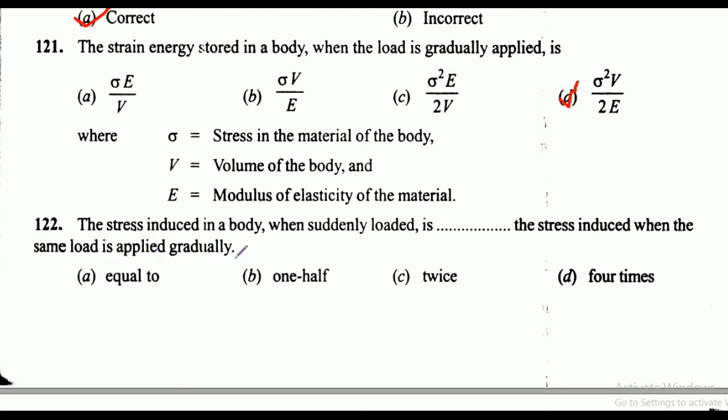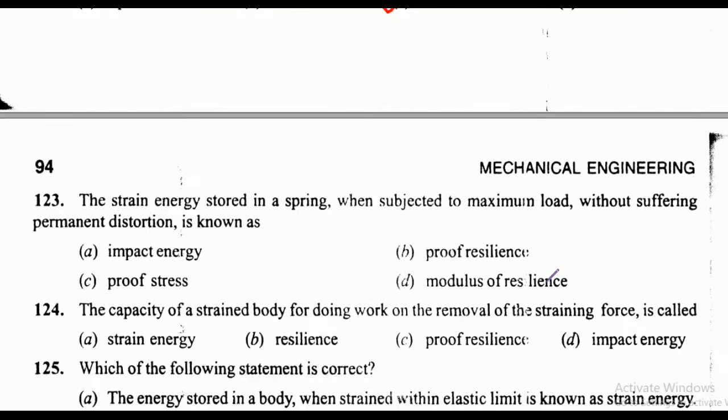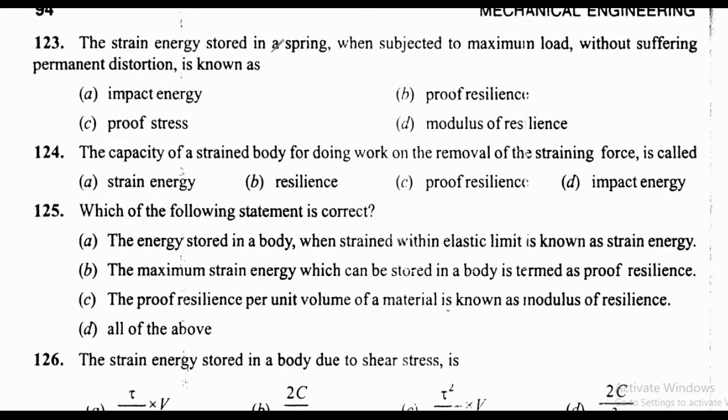The stress induced in a body when suddenly loaded is dash the stress induced when the same load is applied gradually, equal to one half, twice, four times. Here, friends, correct answer is option C, that is twice. Next is the strain energy stored in a spring when subjected to maximum load without suffering permanent distortion is known as. Options are impact energy, proof resilience, proof stress, modulus of resilience. Here, correct answer is option B, that is proof resilience.